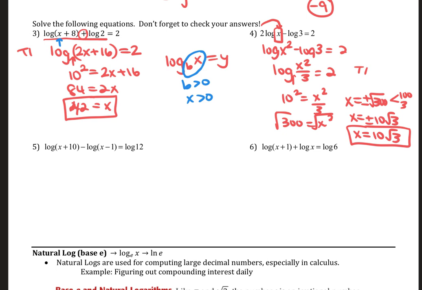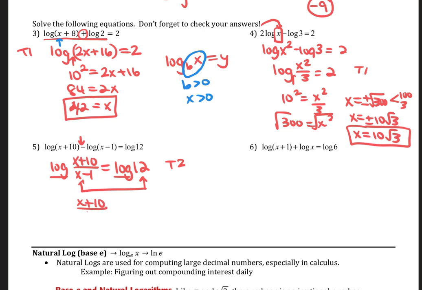And then the last two, number 5 on the left, it's quotient because of the minus. There were no powers out in front or coefficients that came back as powers. And now one term on the left, one term on the right. This one would be type 2 because we have log on both sides and they have the same base. So when that happens, we can drop the word log and just set the arguments equal to each other.